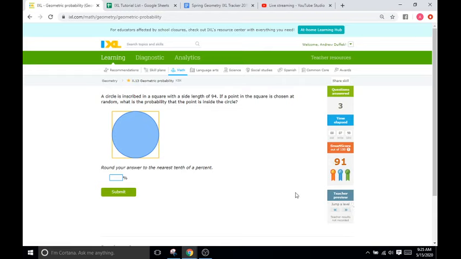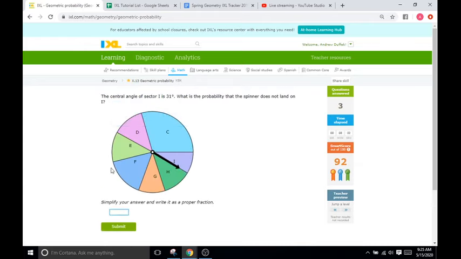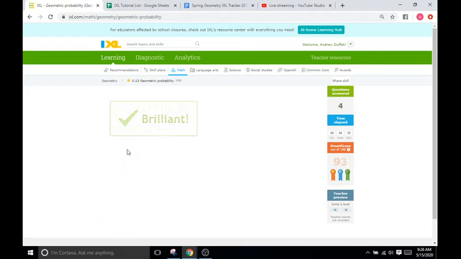Okay, so that is pretty much it, I believe. I guess I'll jump another level to be sure. Up, another spinner, not a big deal. The central angle of a sector I is 31. What is the probability that the spinner does not land on I? Okay, well, if this is 31, the entire thing is 360. 360 minus 31 is going to be 329, so it's going to be 329 over 360. And that should be your answer. We're not going to simplify.